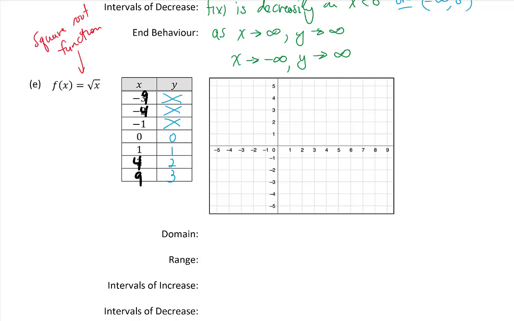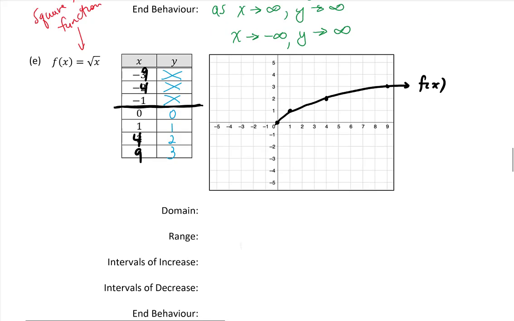So when we're graphing the square root function, remember the square root has a domain restriction for x, that it has to be greater than or equal to 0. We cannot use negative values for the square root function. So remember, this is the inverse of y equals x squared.